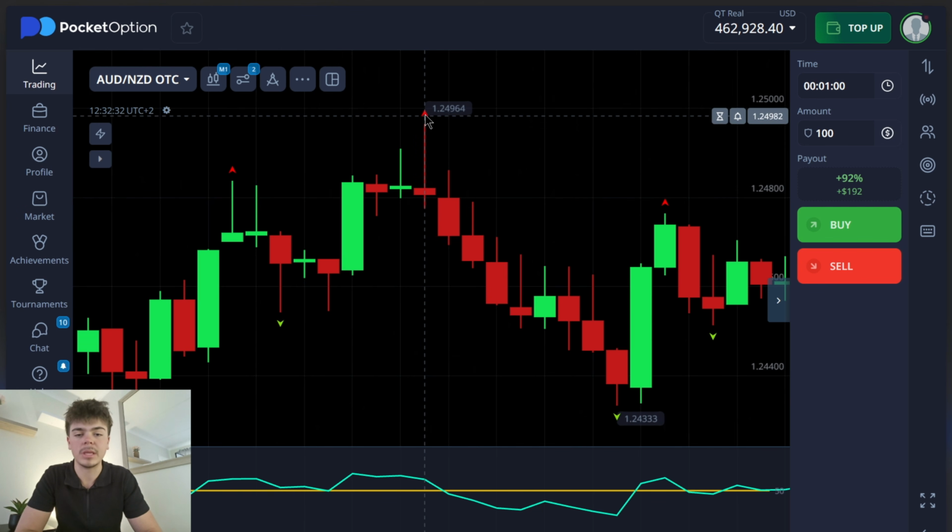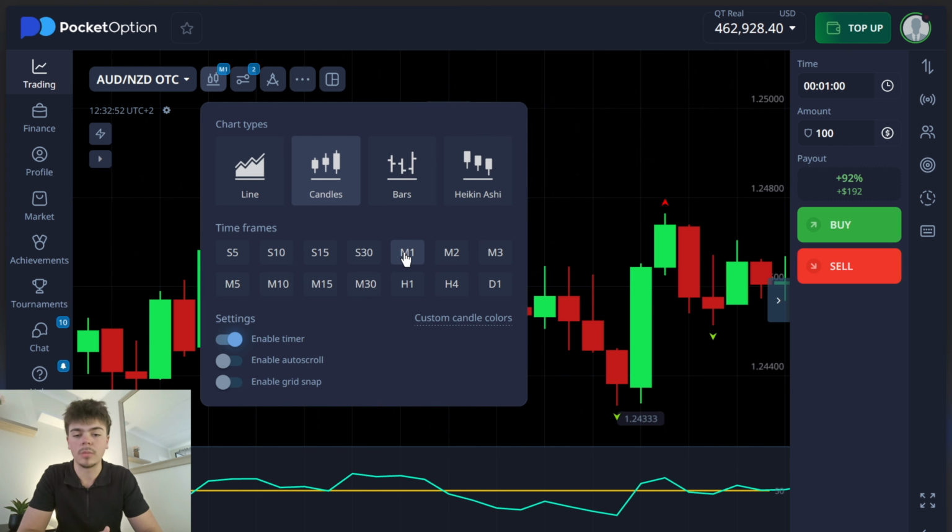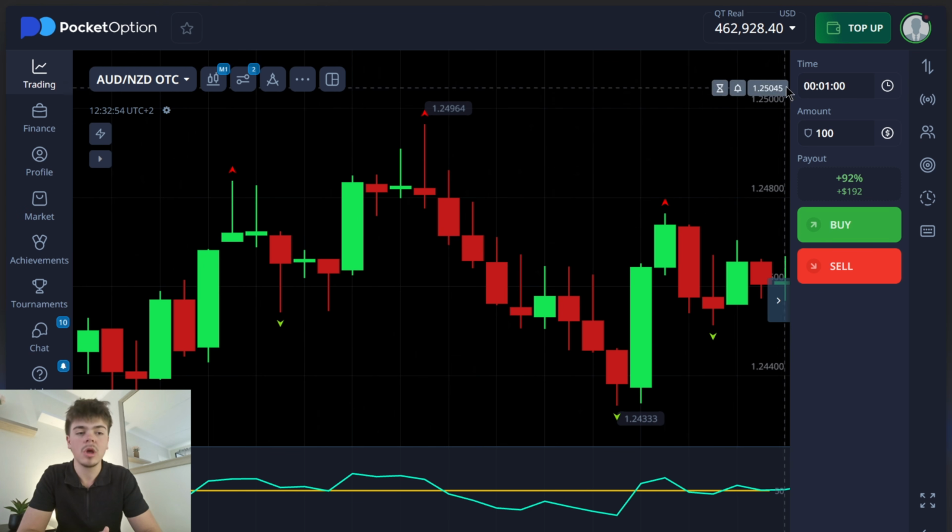Over here, we see the red fractal, which forms at this point. We then see right after this, the RSI ends up crossing below the 50 line. This once again gives us an opportunity to place sells on each and every single one of these candles. Because we're using the 1 minute time frame for our candlesticks, we are going to be placing 1 minute trades.